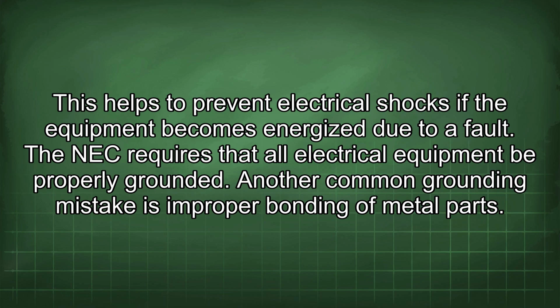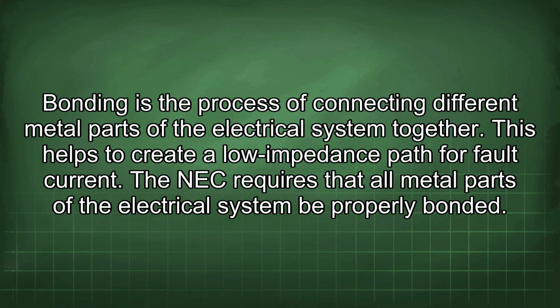Another common grounding mistake is improper bonding of metal parts. Bonding is the process of connecting different metal parts of the electrical system together. This helps to create a low impedance path for fault current. The NEC requires that all metal parts of the electrical system be properly bonded.